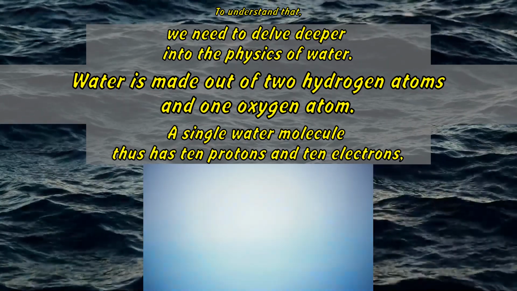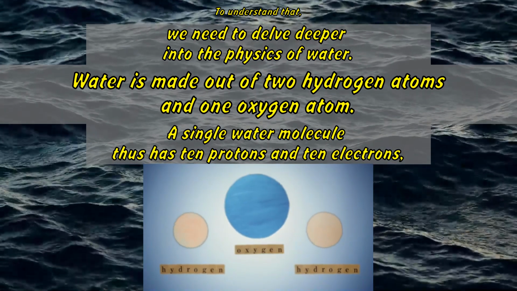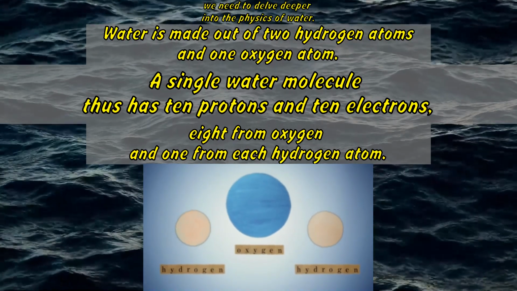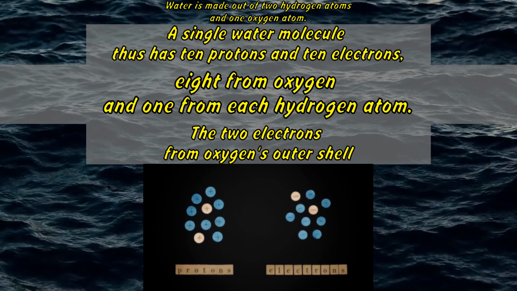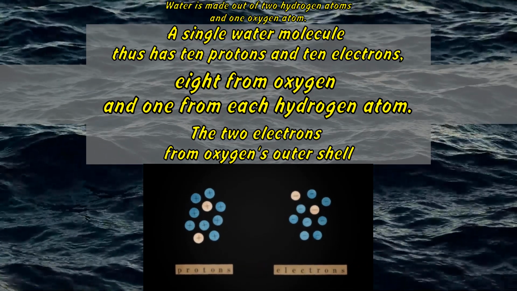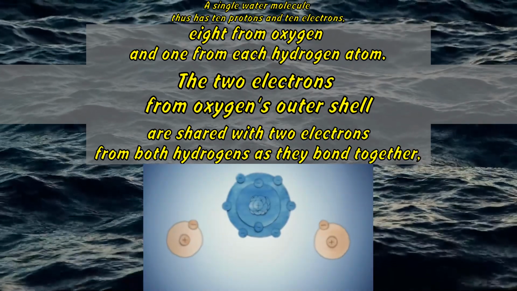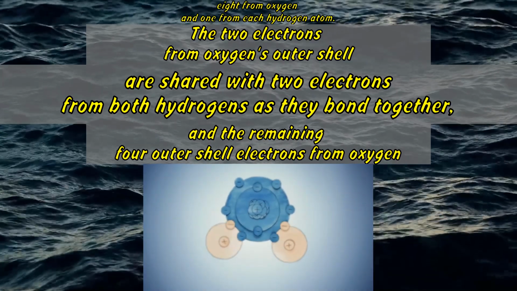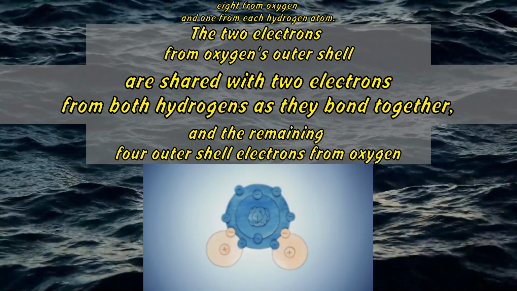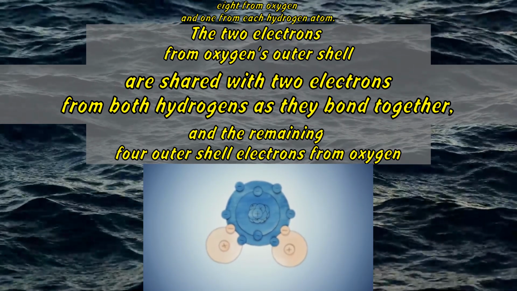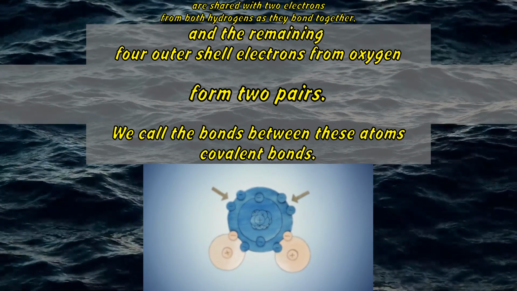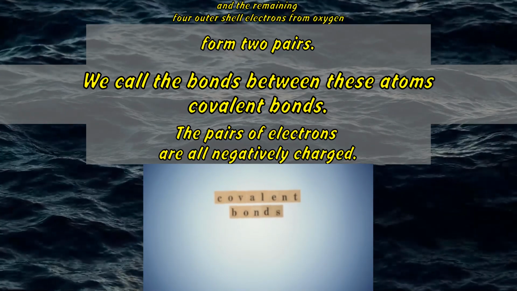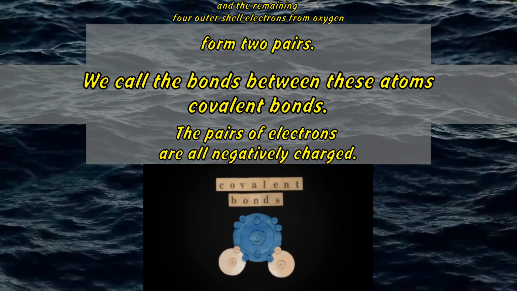Water is made out of 2 hydrogen atoms and 1 oxygen atom. A single water molecule thus has 10 protons and 10 electrons, 8 from oxygen and 1 from each hydrogen atom. The 2 electrons from oxygen's outer shell are shared with 2 electrons from both hydrogens as they bond together, and the remaining 4 outer shell electrons from oxygen form 2 pairs. We call the bonds between these atoms covalent bonds.